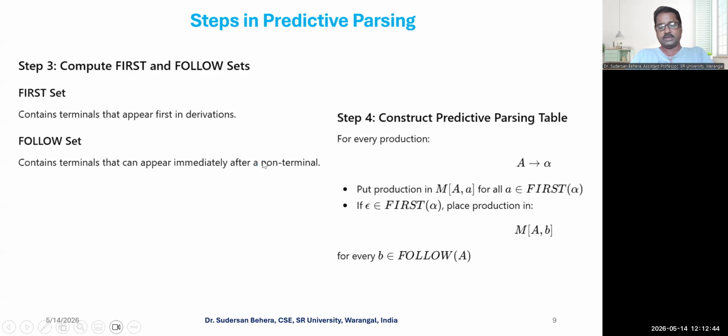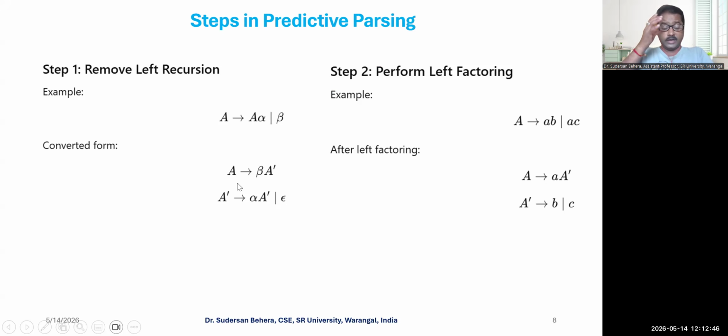Okay, that means the grammar can be rewritten as A derives beta A dash, where A dash is a new non-terminal or variable, and A dash derives alpha A dash or epsilon. Okay, this is one method to remove left recursion.